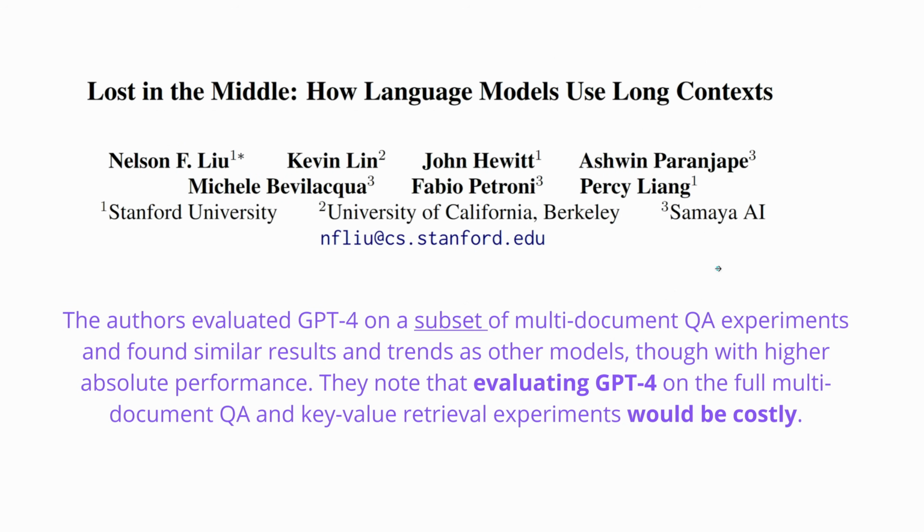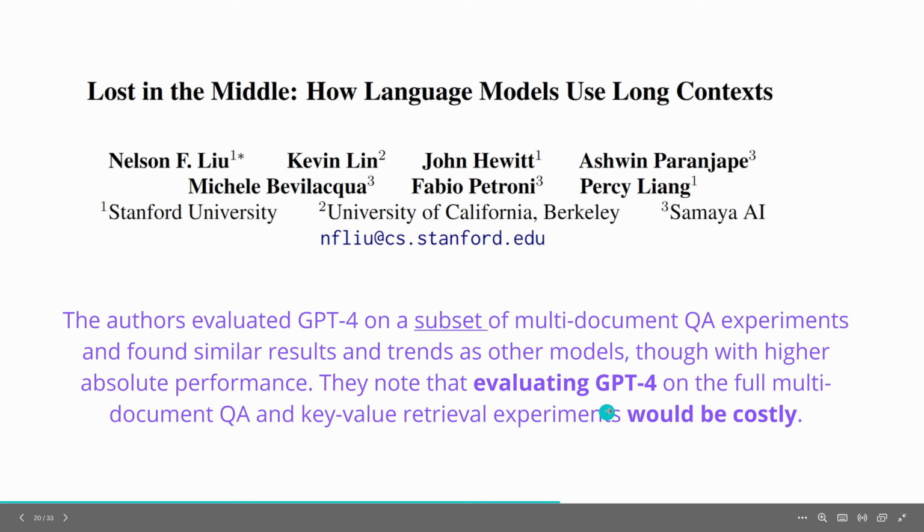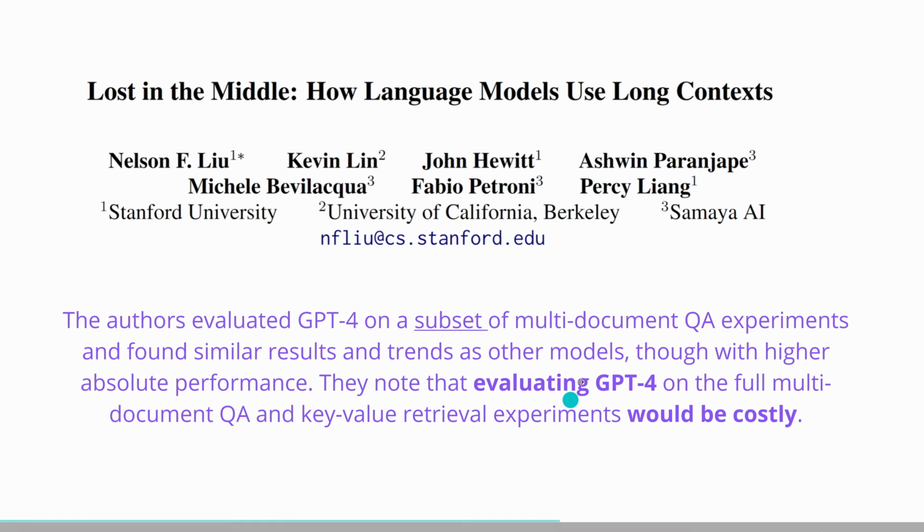Interesting to see that even Stanford and UC Berkeley say to evaluate GPT-4, it is too costly for us, as two of the very famous universities in the US. They can't evaluate GPT-4 on the complete data set. They have to go with a subset of the multi-document Q&A experiments because they can't afford to evaluate GPT-4 on the complete set.